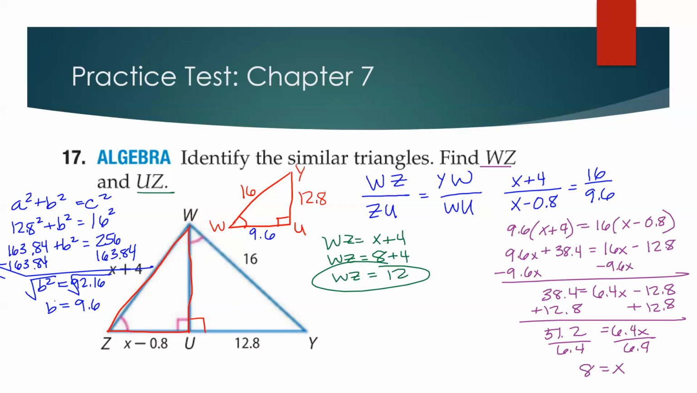change colors one last time. UZ is equal to x minus 8 tenths. So we just figured out that x is equal to 8. So that would be 8 minus 8 tenths. So UZ is equal to 7 and 2 tenths.